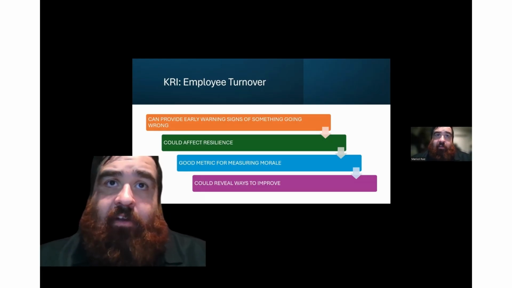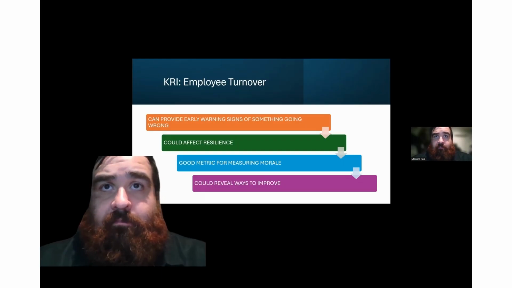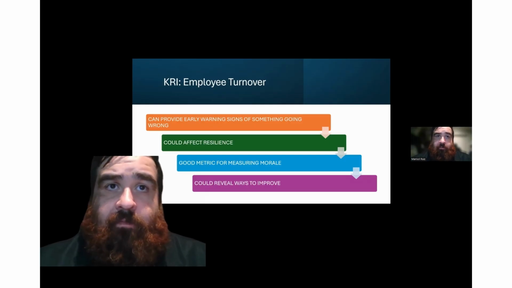This key risk indicator is important for identifying operational or cultural risks within the company. For example, if the turnover is unusually high in one particular department, it might signal some internal issues such as poor management, workload imbalance, or low employee morale. So that kind of spike should trigger further review.